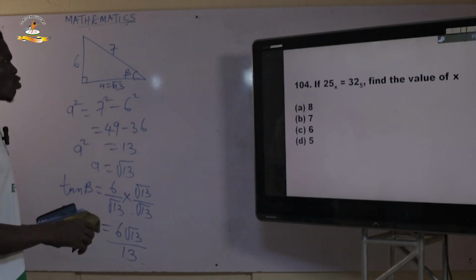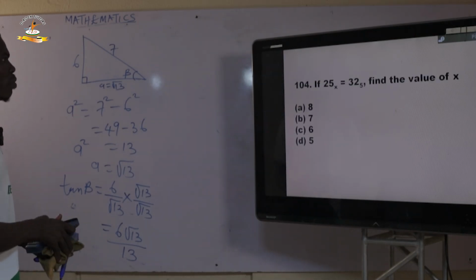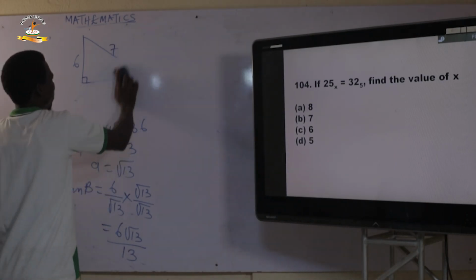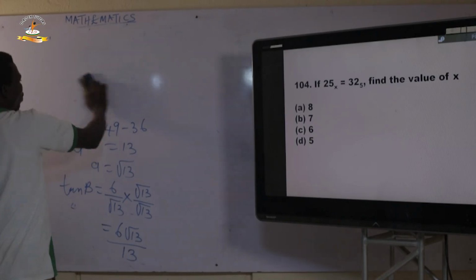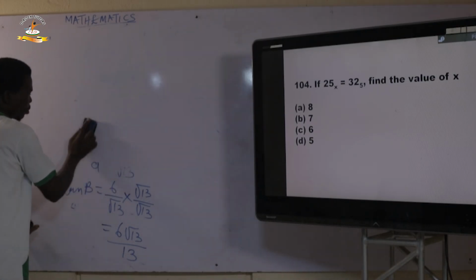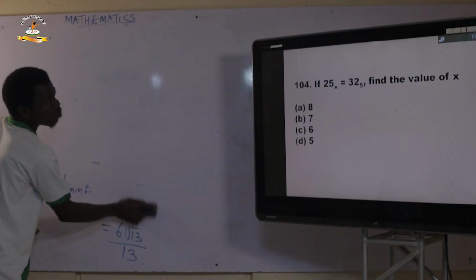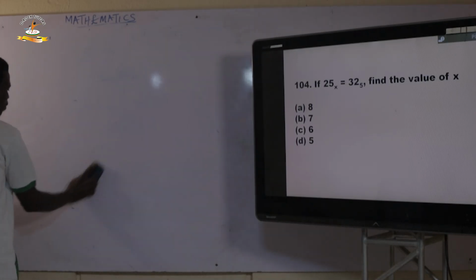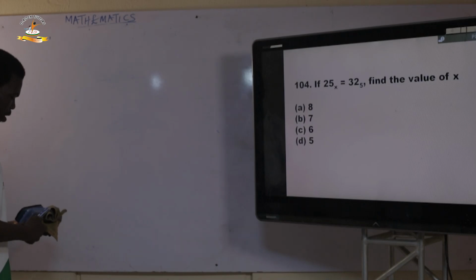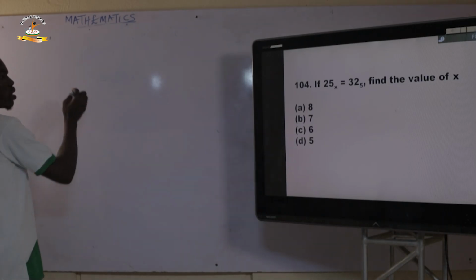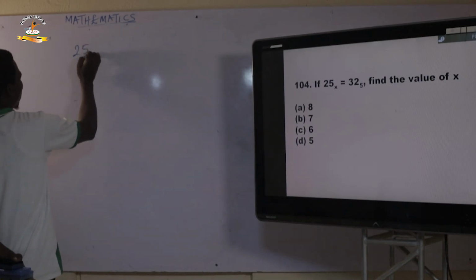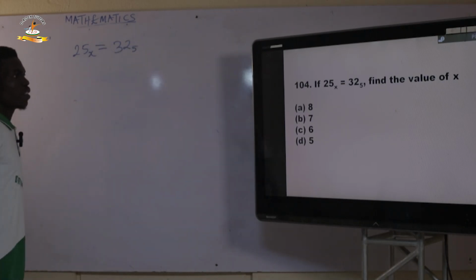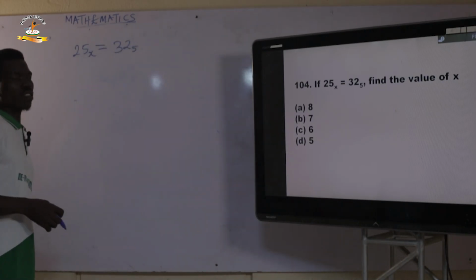104. If 25 base x is equal to 32 base 5. So 25 base x equals to 32 base 5. So we have to find the value of x. How do we do this?